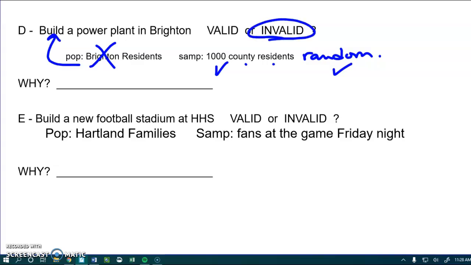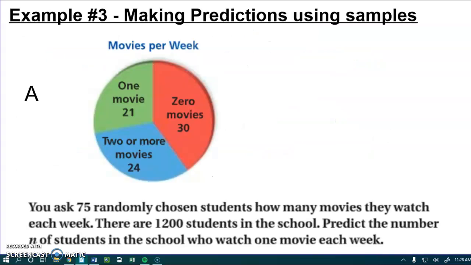Invalid. E, you want to know if Heartland families want to build a new football stadium. Okay, so you talk to fans at the game on Friday night. Well, maybe you have enough people. Maybe it's random. But again, people who are at the game are going to be biased. It's not going to represent all of your Heartland families. Okay, maybe these are just people who have students at Heartland High School or people who love football, right? So invalid there. So we're going to talk more about samples and populations, but we have to understand what makes a good sample and whether our conclusions would be good.